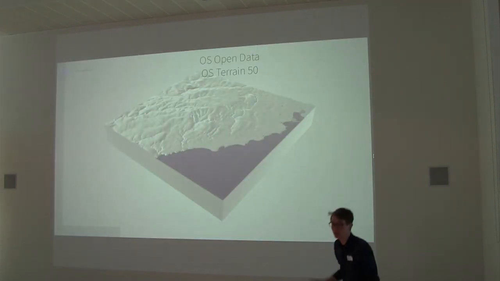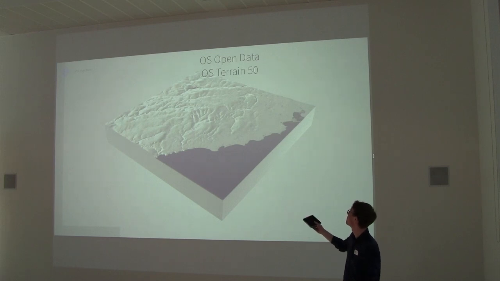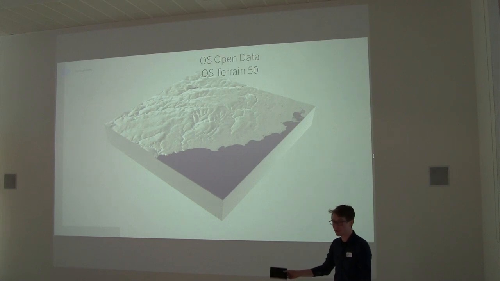And these are experiments I was playing around with OS Open Data, so that's OS 350, which is run through SketchUp, and it's really unwieldy in stuff like SketchUp. You can get some quite nice terrain data, that's the area around Dunbar.